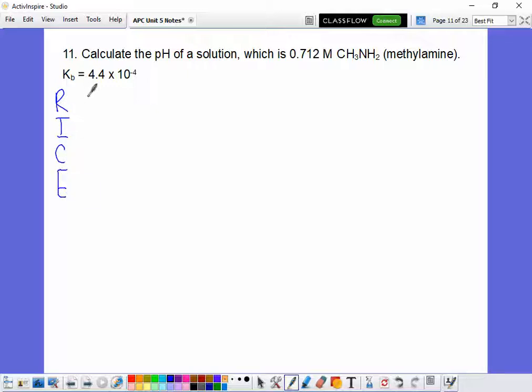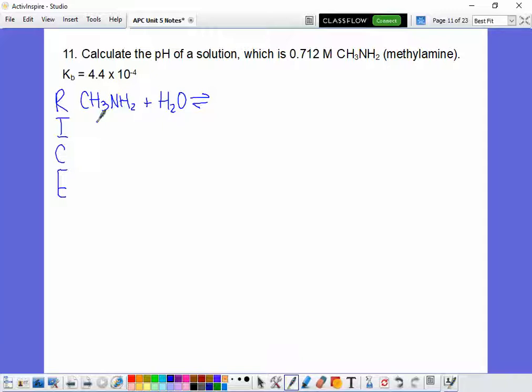All right, so my reaction is going to be CH3NH2 reacting with water. Which one of those is going to be acting as my acid? How do you know? Notice that we're given the Kb of this substance. We're given the Kb of methylamine. That means methylamine is a base because you're given Kb of it. See how that works? All right. So that means methylamine has to be my base, water has to be my acid.